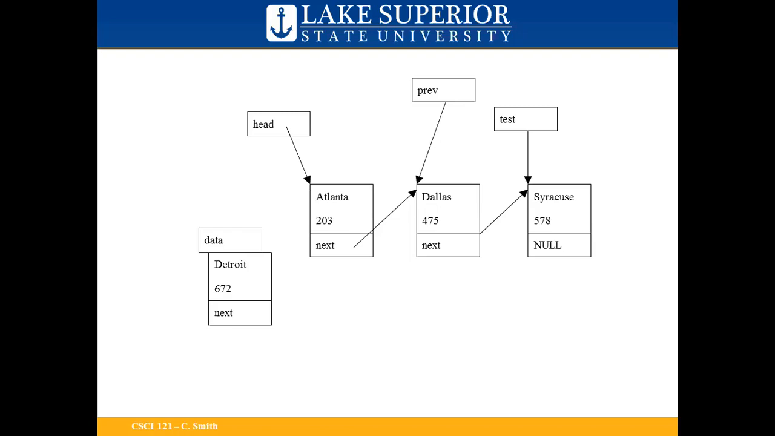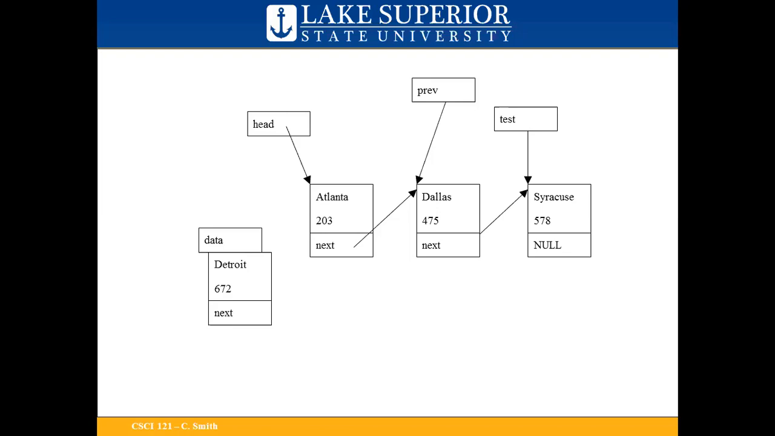And then we check test arrow data again. So list item type or app data. And we ask, is Syracuse greater than Detroit? Well, it is if this is alphabetical, and it is not if this is numerical. So it turns out that we are indeed keeping these things alphabetical. So we allocate new space into previous arrow next.